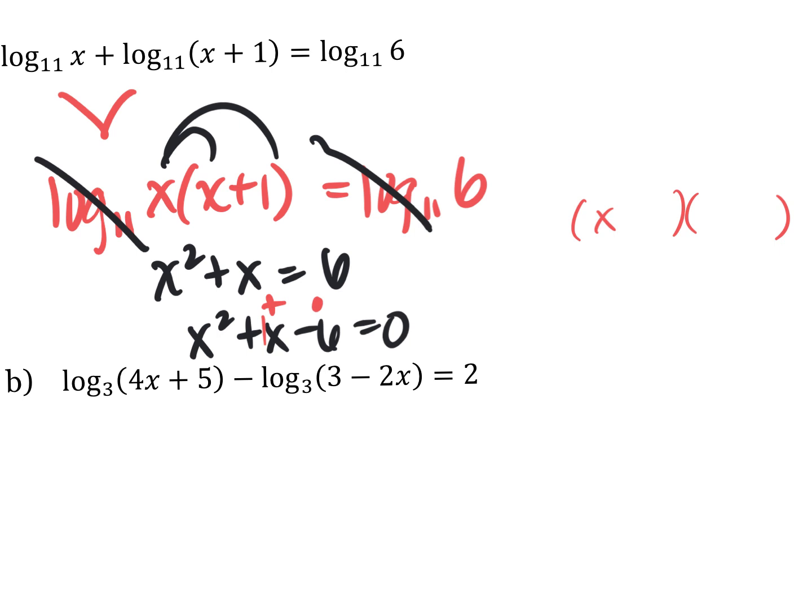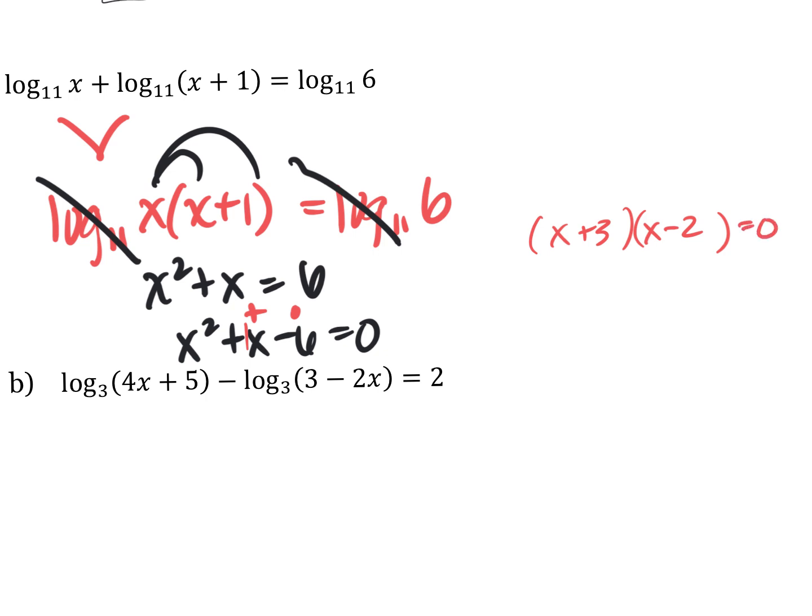So we need two numbers that multiply to be negative 6 and add to be 1. Plus a 3, minus a 2. Therefore, x equals negative 3 and 2. Yeah, it's going to be the opposites.